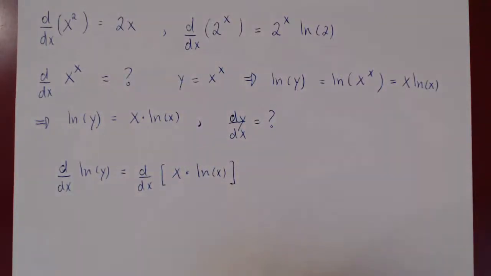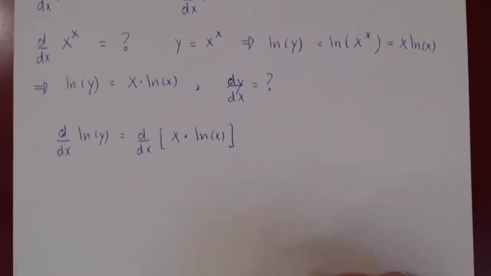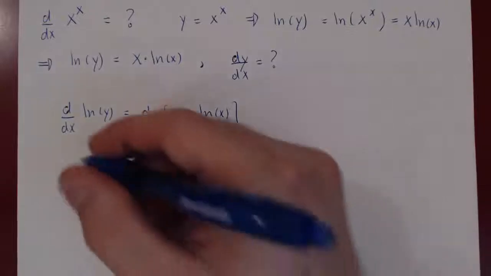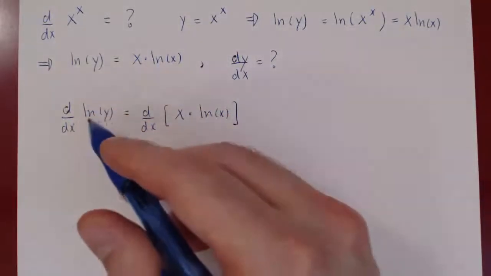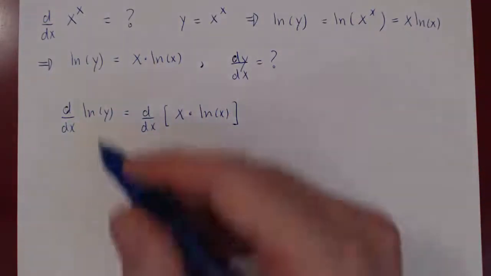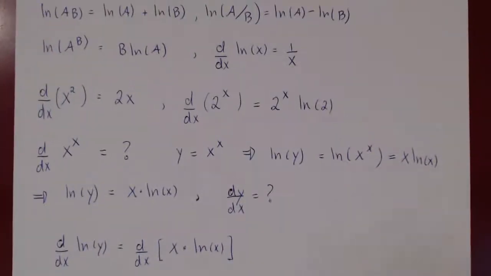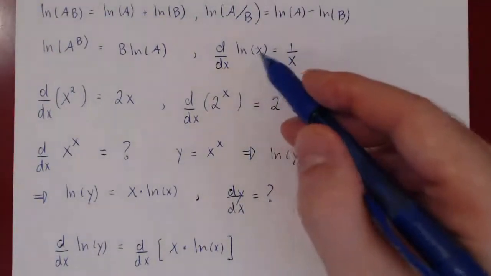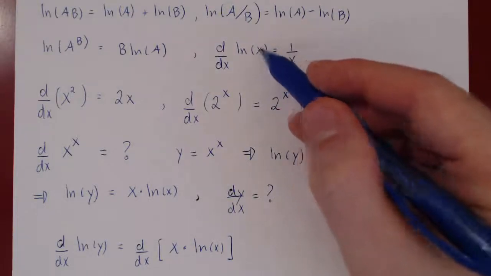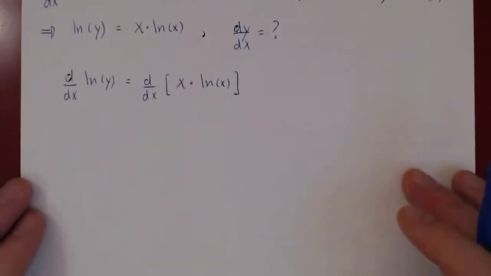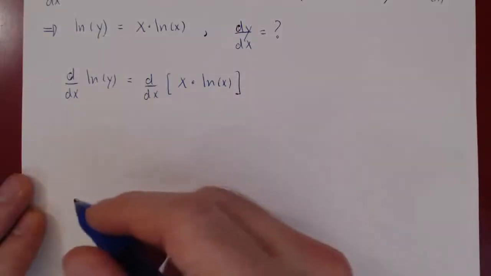Let's differentiate carefully both sides. So, the left-hand side, this is ln of y. We have a composition. The outside function is ln. And if you go back up, the derivative of ln of something is just 1 over the argument. So here we have the derivative of ln of y.